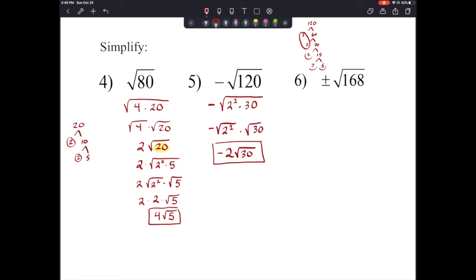Number 6, we have the square root of 168, and it's a positive or negative square root of 168. So try to come up with values. If you can't come up with values, just try this again.